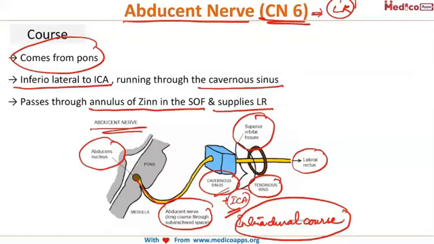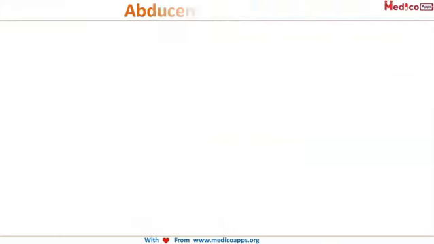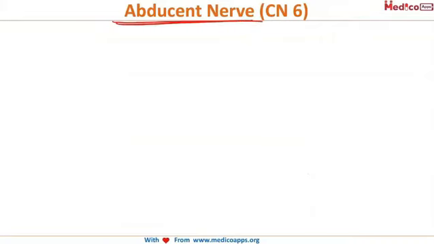rectus muscle. So what happens in a lesion of the abducent nerve? Remember that the abducent nerve is the first nerve to be affected when there is cavernous sinus thrombosis, because it is a direct content of the cavernous sinus. When there is a lesion in the abducent nerve, the lateral rectus will be affected. That means the lateral eyeball movement is affected.